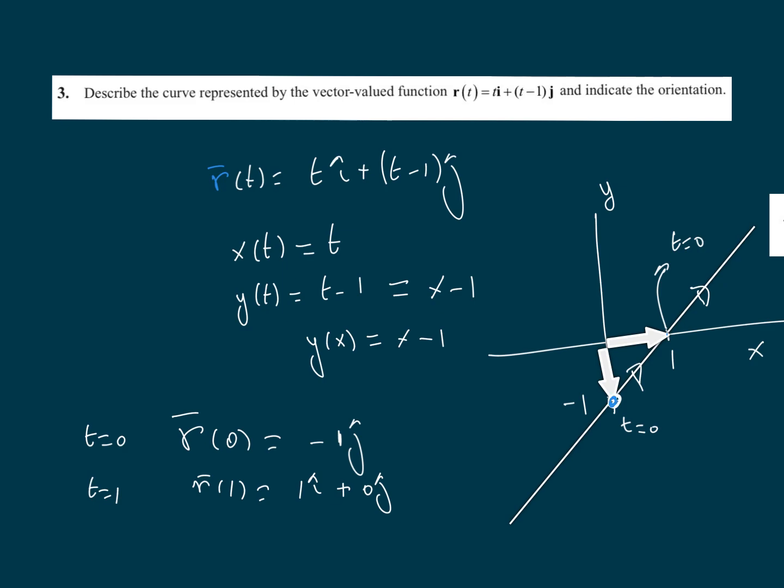And later on, the object moved to this position. And later on, it will move to this position, to this position. The vector r will be changing. Okay, let's go to the next problem.